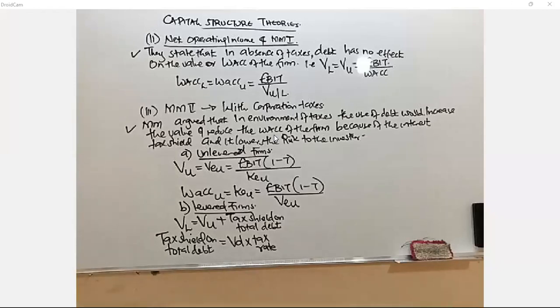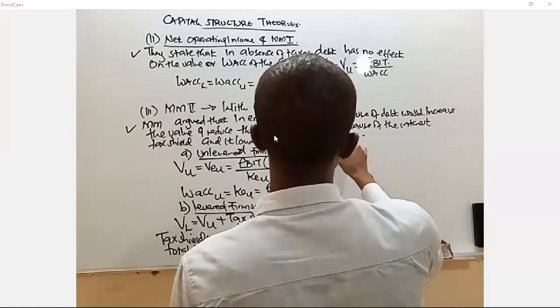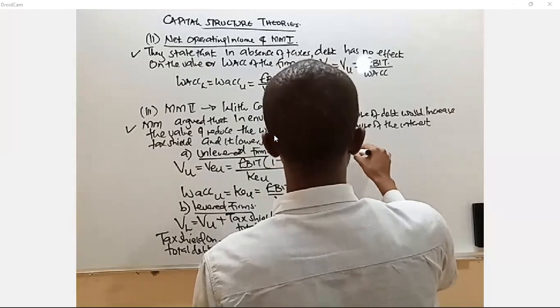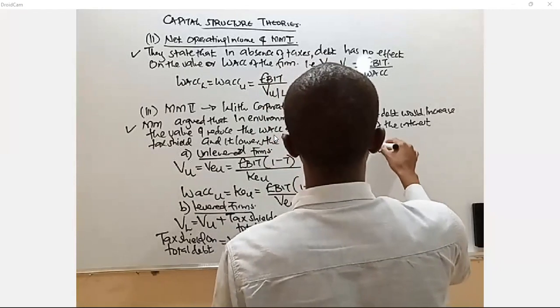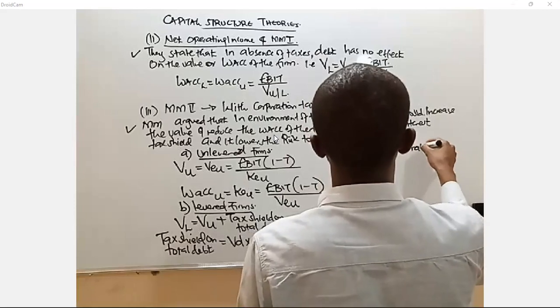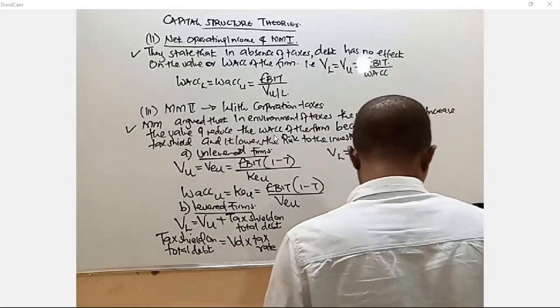I have said very well. When you are dealing with the levered firms, to get the value of the levered firm, we normally take the value of the unlevered firm plus the tax shield on the total debt. How do you normally get the tax shield of the total debt? You take the value of debt and multiply it by the tax rate. So in simple terms, to get the value of the levered firm, I take the value of the unlevered firm plus the value of debt times the tax rate. That way, I will not be making any mistake.